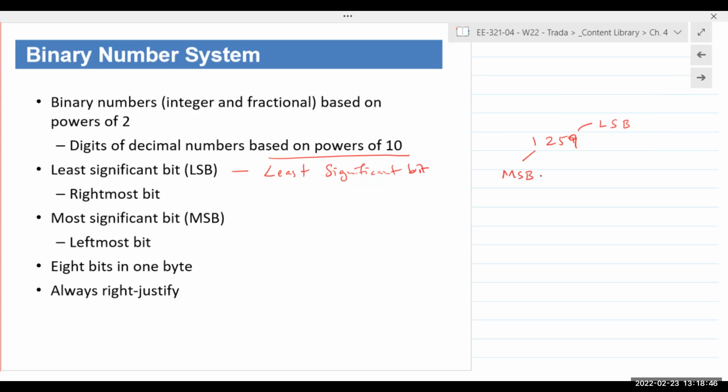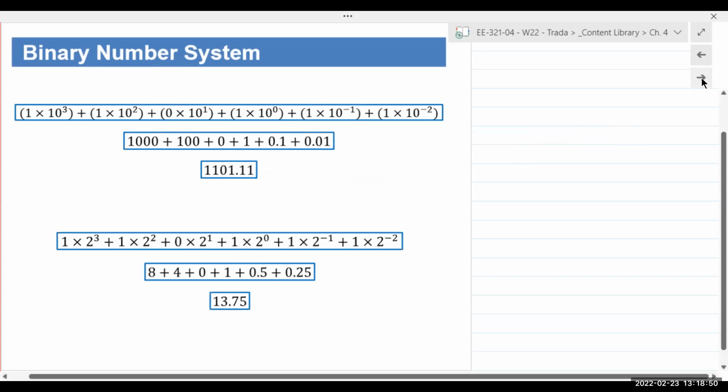So let's see how binary numbers are going to work. Let's take the decimal number at first. 1101.11 in decimal can be broken down as follows. Let's start here. The decimal point is right here.